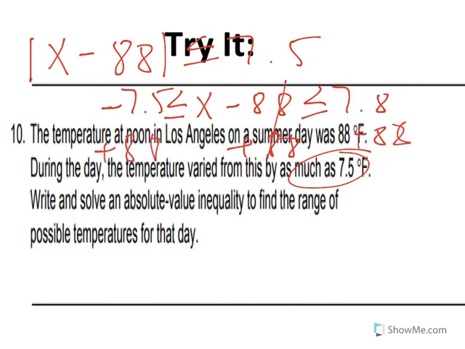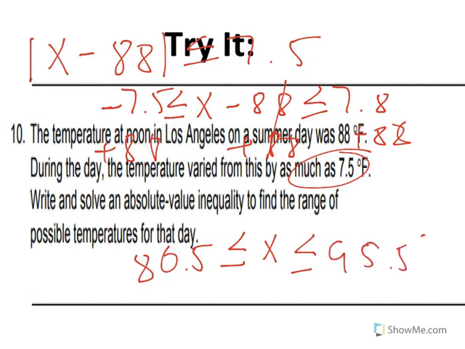So that reduces to x, and I'm going to use my calculator for this. 88 minus 7.5 gives us 80.5, and then 88 plus 7.5 gives us 95.5 degrees Fahrenheit. So make sure that you include the unit.